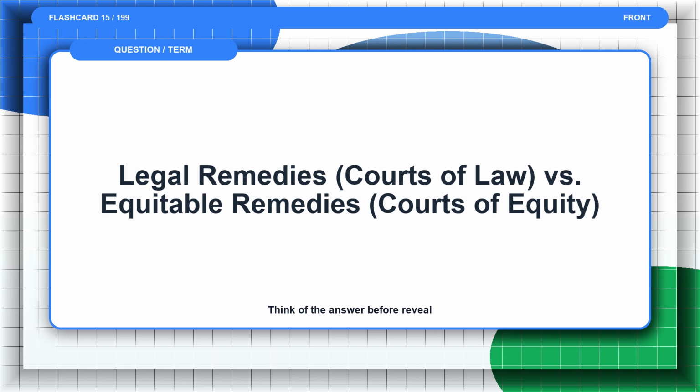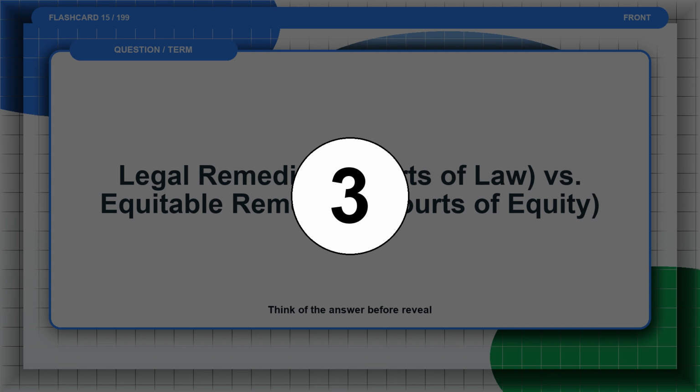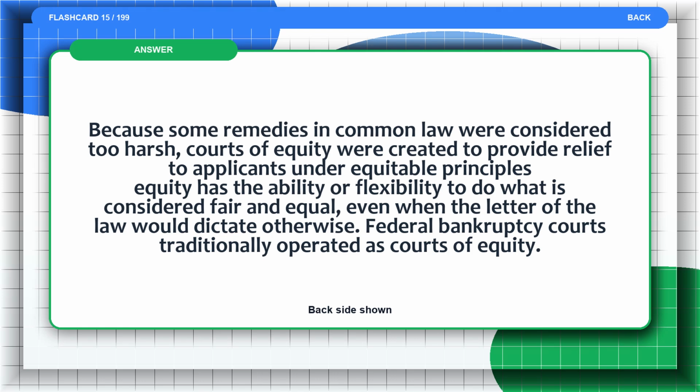Flashcard 15. Legal remedies: courts of law versus equitable remedies, courts of equity. Pause and think of the answer before the reveal. The answer is because some remedies in common law were considered too harsh, courts of equity were created to provide relief to applicants under equitable principles. Equity has the ability or flexibility to do what is considered fair and equal, even when the letter of the law would dictate otherwise. Federal bankruptcy courts traditionally operated as courts of equity.